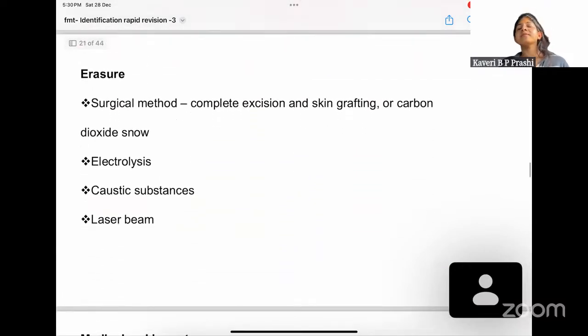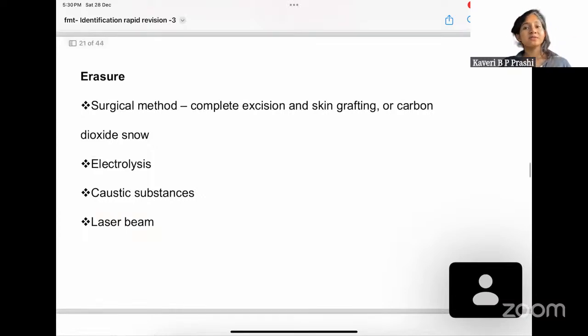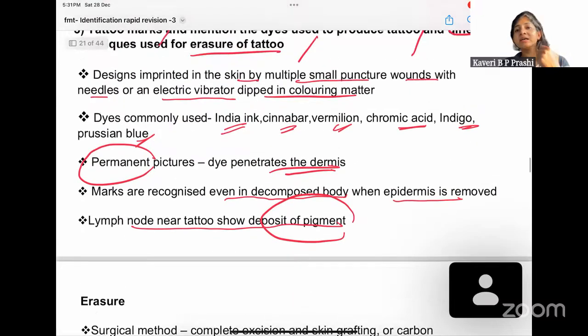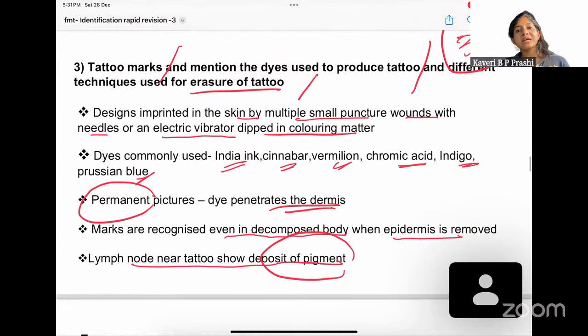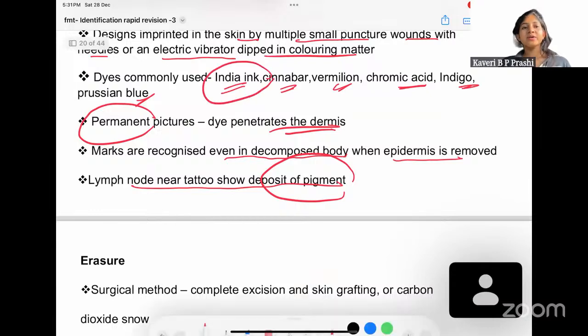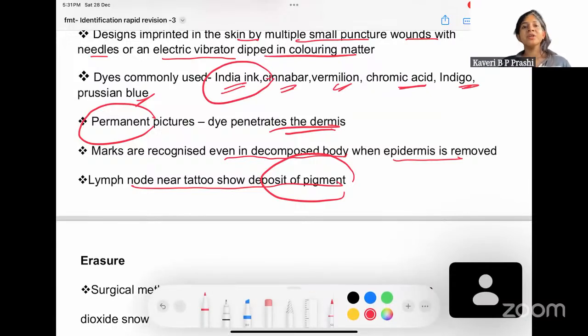Now we have understood what a tattoo is, and we have also seen what the different dyes used are. Try to recall, name one or two. Vermilion, cinnabar, then we have chromic acid, then indigo and Prussian blue. And what is the other one? India ink. Okay, the easiest one is India ink, because we are in India. Then indigo.